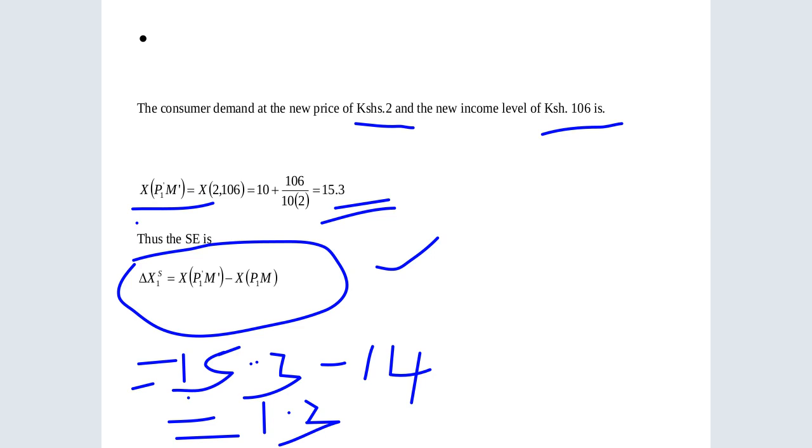So using this equation, because we have the values that we need, you can compute the substitution effect as simple as that. The demand at the original price and the original income is 14. And the demand at the new price and the new income is 15.3. That's what we have just computed. Therefore, the substitution effect is given as the demand at the new price and the new income minus the demand at the original price and income.